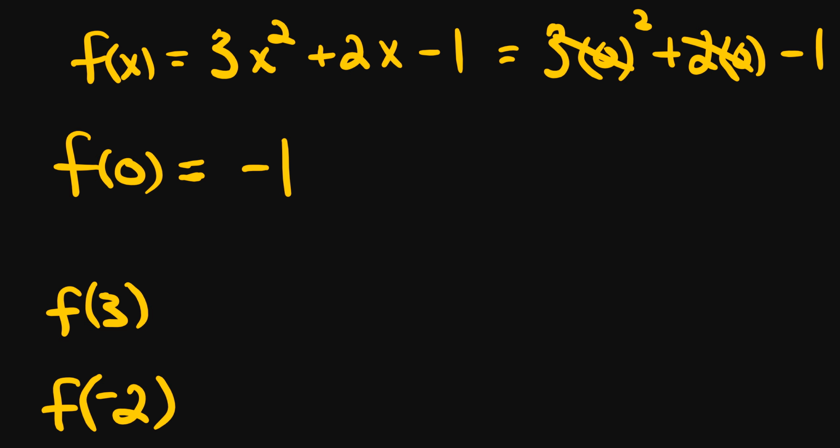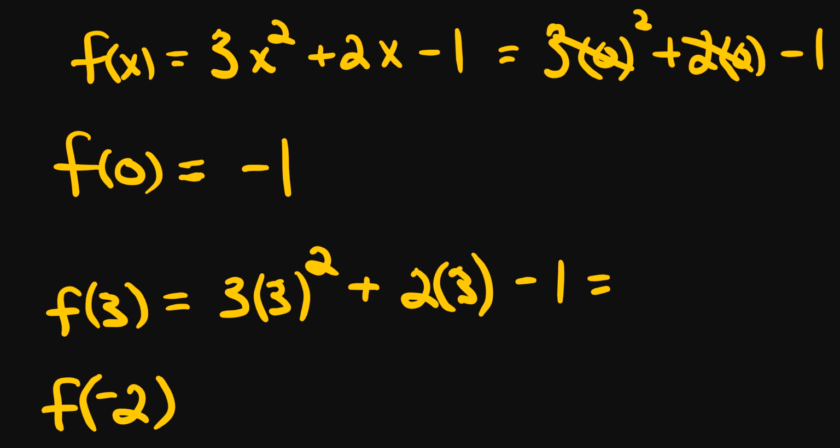f of 3 here, I'm going to substitute 3 into this equation. So let's see. This will give me 3 times 3 to the second power plus 2 times 3 minus 1. And what will this give me? So here I've got 3 to the second power is 9. 9 times 3 is 27. 27. And then plus 6 minus 1. 27 plus 6 is 33, minus 1 is 32.